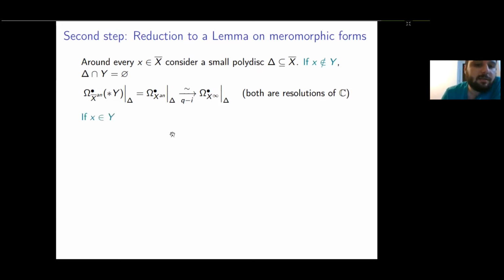In the case where the point is a point of Y, we can take a neighborhood which is a polydisk, isomorphic to the disk to the power n, and we can give it coordinates in such a way that the intersection of Y with this neighborhood is the zero locus of a product of variables. This is exactly the definition of Y being a normal crossing divisor.